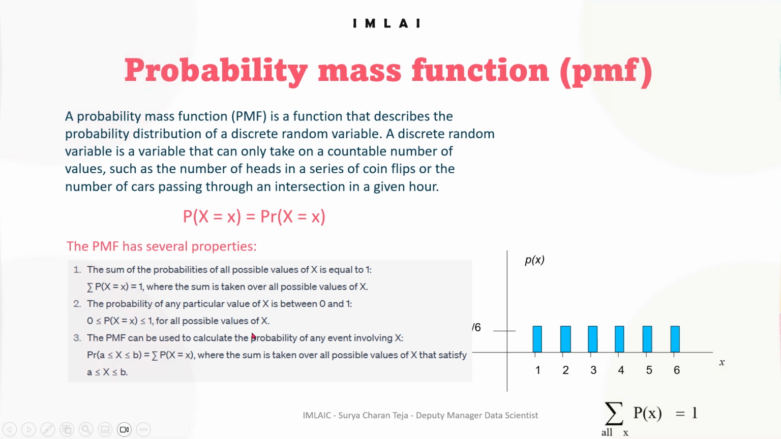And the third property is that the probability mass function can be used to calculate the probability of any event involving capital X. So the probability of a less than or equal to X less than or equal to b is equal to the summation of P of capital X equals x, where the sum is taken over all possible values of capital X that satisfy this condition, where the limits are satisfied.